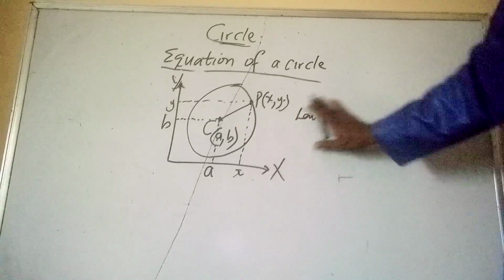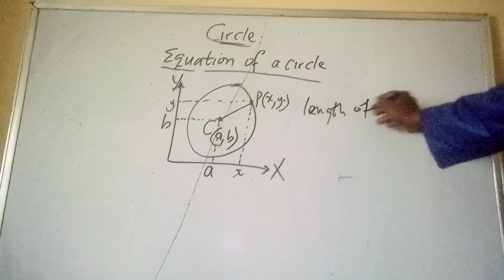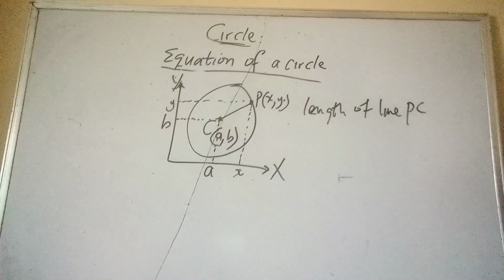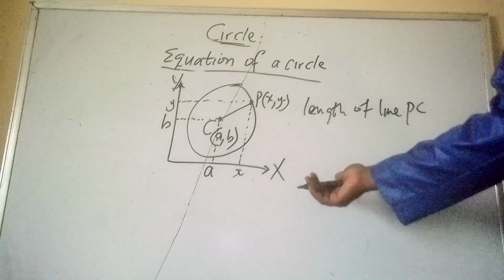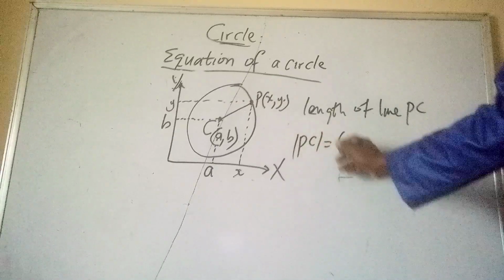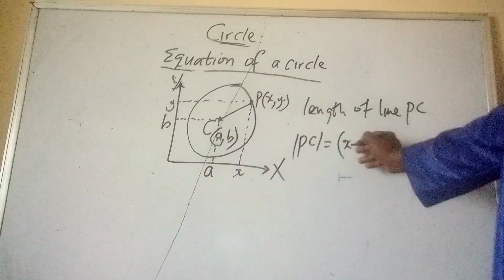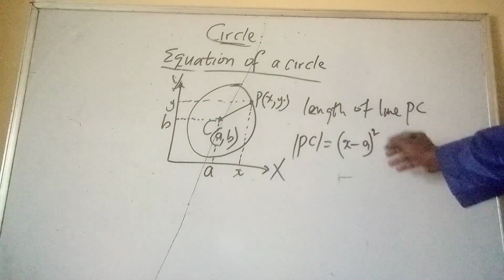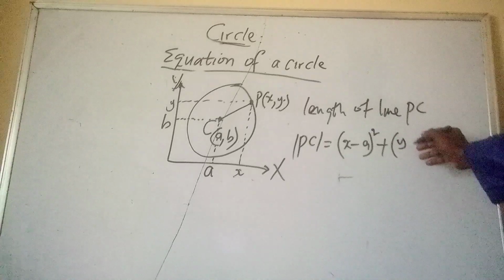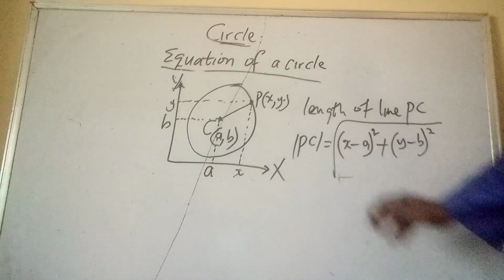All right. So if I want to find the length of this line PC, how do I find that? By using the equation of a line or distance between 2 points. So line PC will be equals to the square root of (x minus a) all squared plus (y minus b) all squared.